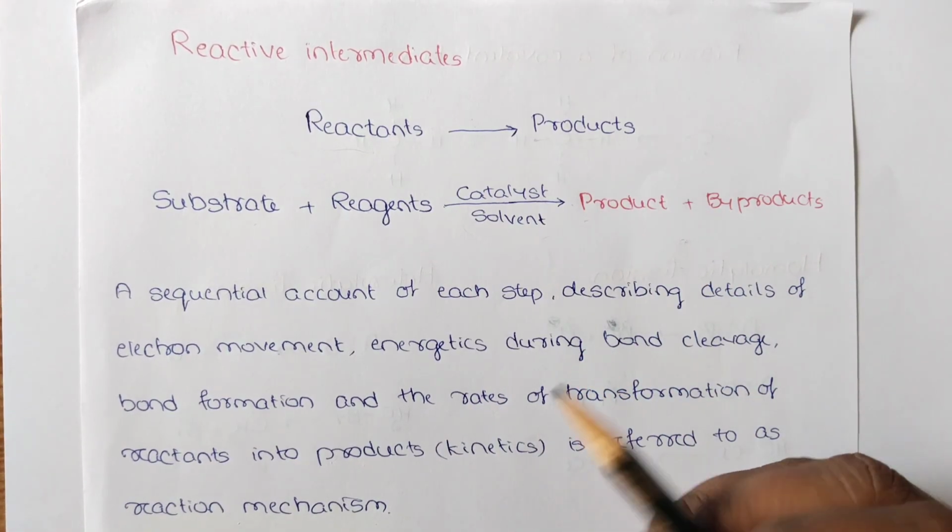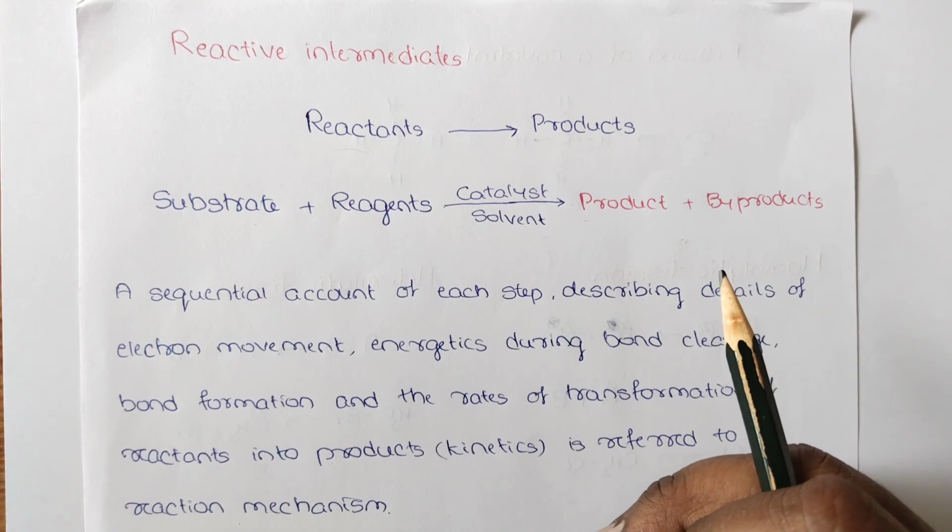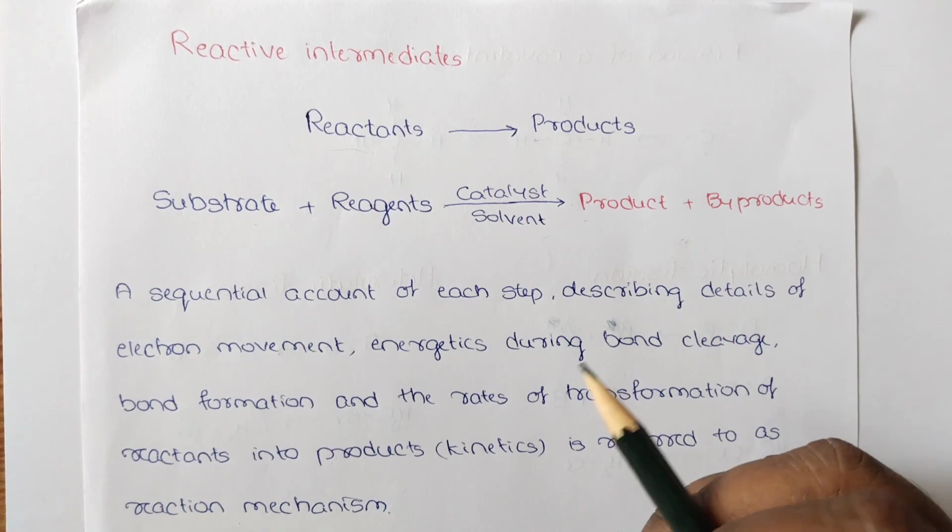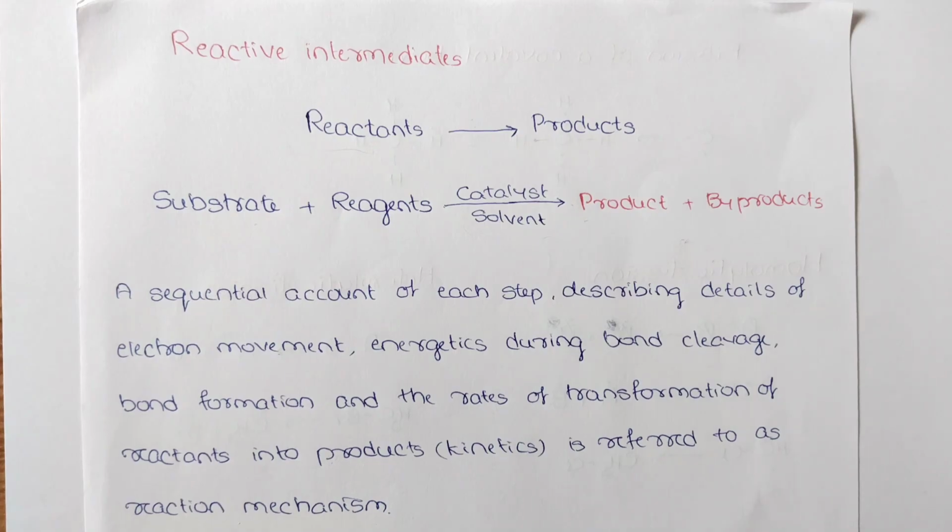When you study the detailed steps of this reaction, means the electron movement and the bond cleavage, new bond formation, and the rate of the reactions is called as the reaction mechanism. The study of each step describing details of electron movement and the bond cleavage, bond formation, and the rate of the transformation of reactants into products is called as reaction mechanism.